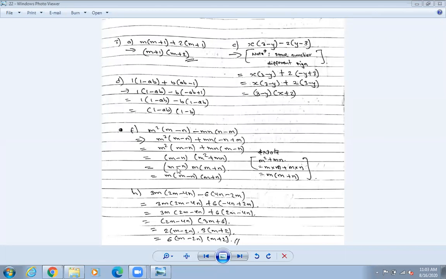M minus n मा के छ common? There is no any common. But here there is common. के common छ त? M square भनेको कतिवटा m? दुईटा m छ यता. mn भनेको m into n हो. So look at here. I have done in the note over here. यो नम्बरलाई मैले यसरी लेखेको छु यता. m square भनेको के हो? m into m. mn भनेको m into n. So m and m, they are common. Okay. So what is remaining? M. What is remaining? N.